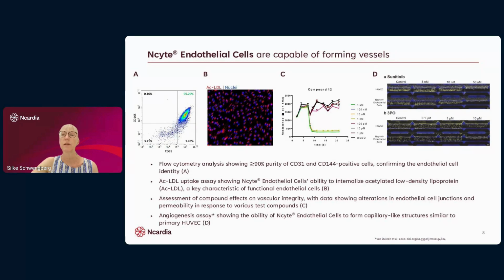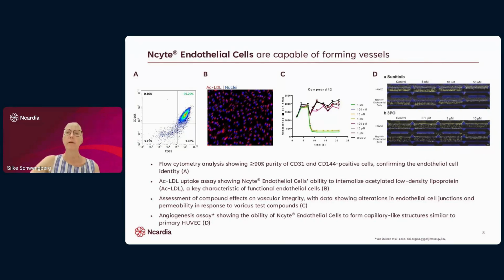What you can see is that with increasing concentrations of this compound, which was a Klein compound, that's why it's dubbed compound 12, and I don't have any compound name coming with it, the barrier was breaking down over time, which means that the resistance, displayed on the y-axis, is going down. And with the very high concentrations, you see that it is not even coming back.